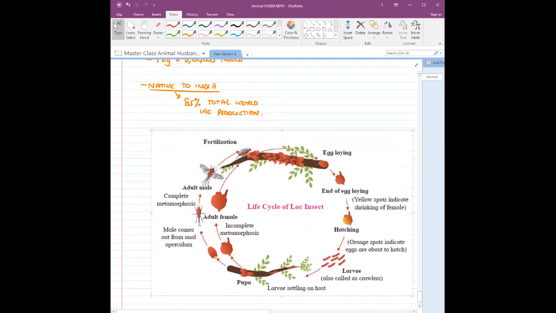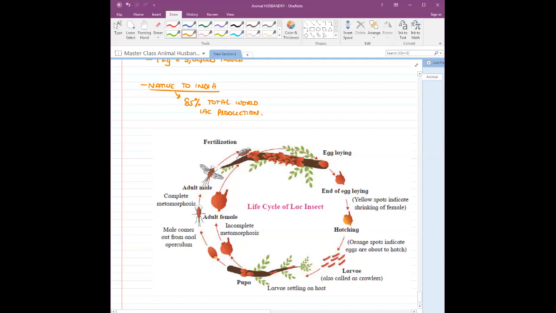So where does this thing really start, guys? Okay, so the life is going to start with your adult male and your adult female. Let's say we have this adult female. Now just see, guys, how the adult female is going to look. The adult female looks a little different. She is not going to look like the adult male.